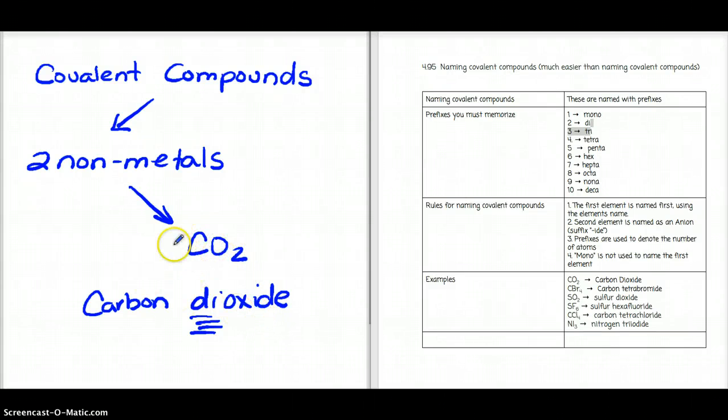If the element that is first only has a subscript of 1, which generally we don't write, we would not say mono carbon dioxide. We would just say the name of the element, carbon, and then dioxide.